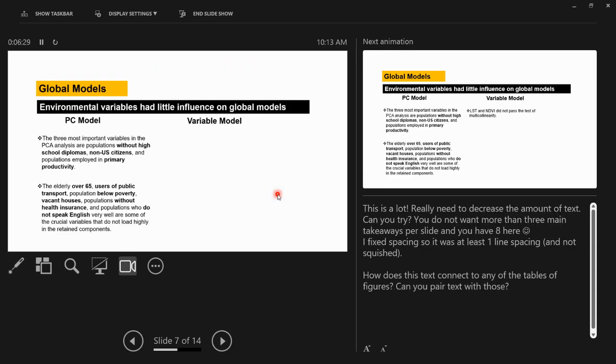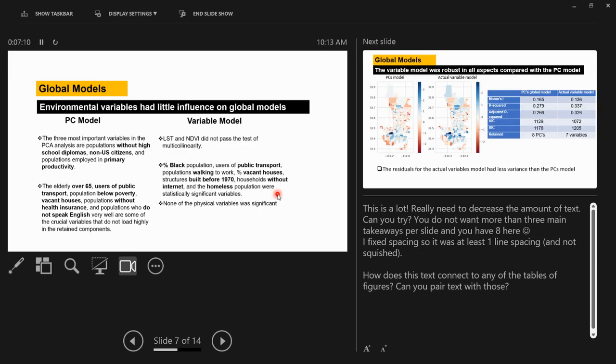So some of the results for the PC and the variable model at the global level. The three most important variables in the PC analysis were populations without high school diplomas, non-US citizens, and populations employed in primary productivity. Then, for the PC model, populations over 65, users of public transport, populations below poverty, vacant houses, those without health insurance, and those who do not speak English very well are some of the critical variables considered to be indicators of vulnerability, but these do not show up as being crucial in the PC model.